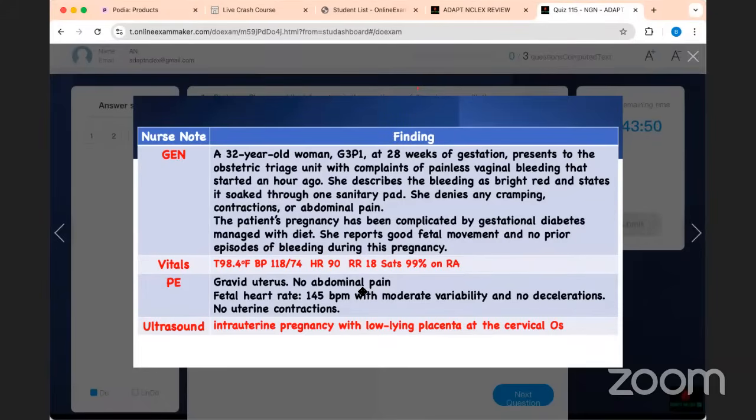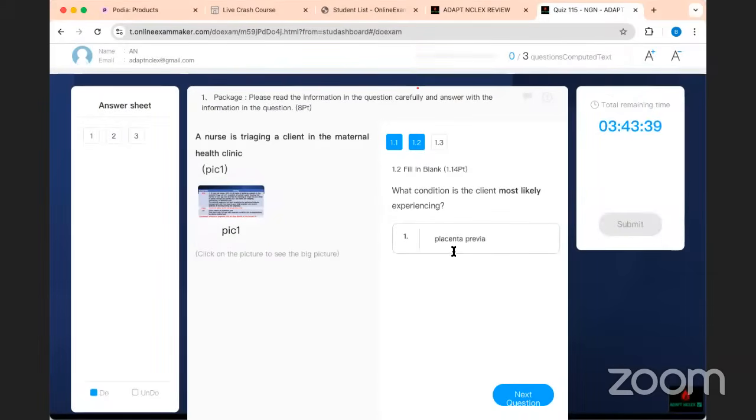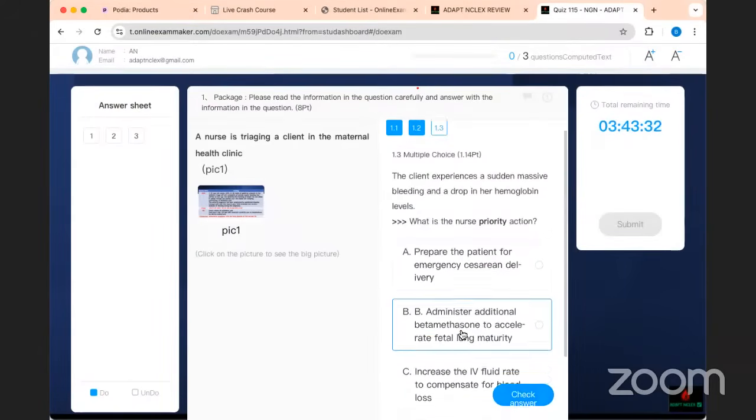Therefore, your differential will be placental abruption, uterine rupture, right? But these are not the same, or bloody show, but these all show signs and symptoms of placenta previa. So I did not give you options. I want you to type it, so you can type it and you can get an answer.